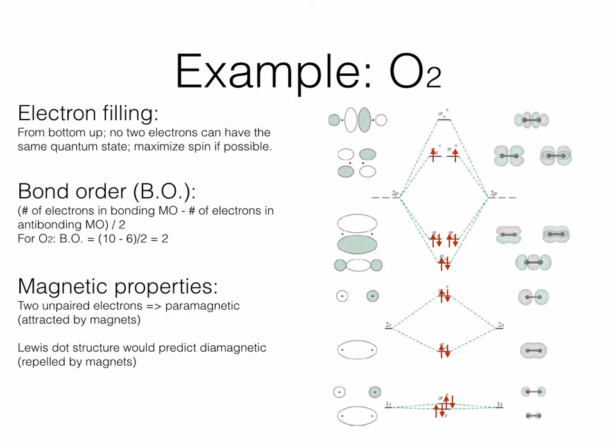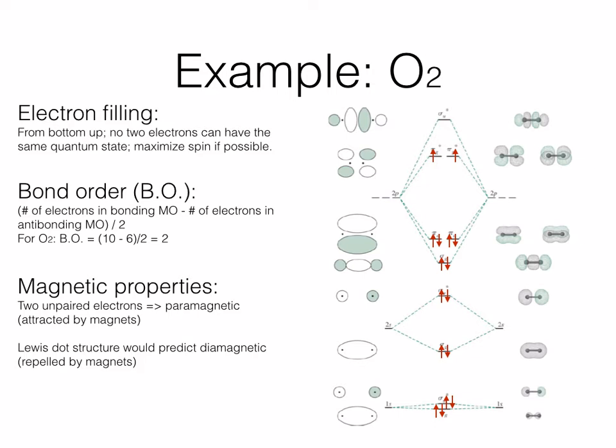All right, now once you have the MO diagram with the electrons filled in, we can calculate the so-called bond order, and this basically gives us a rough idea of how many bonds are produced through the interaction of the two atoms.